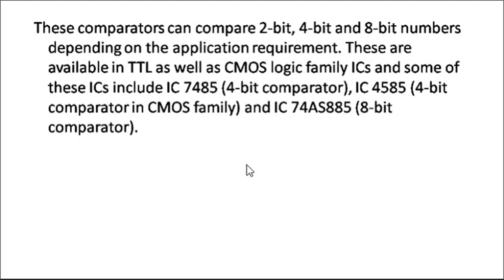These are available in TTL as well as CMOS logic ICs, and some of these include IC 7485, a 4-bit comparator, IC 4585, a 4-bit comparator in CMOS, and IC 74AS885, an 8-bit comparator. So these are the different ICs available, and whenever we implement, by referring to the data sheet, we design that circuit and compare the numbers. In the next lecture, we will see the 2-bit comparator, and next is the 4-bit comparator.